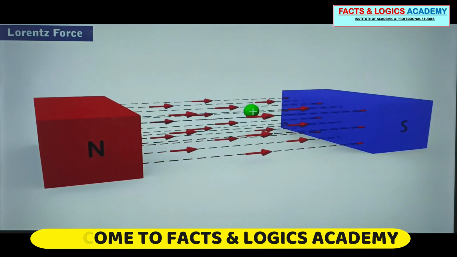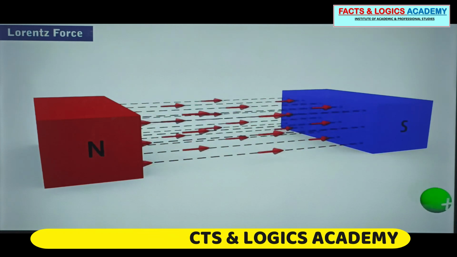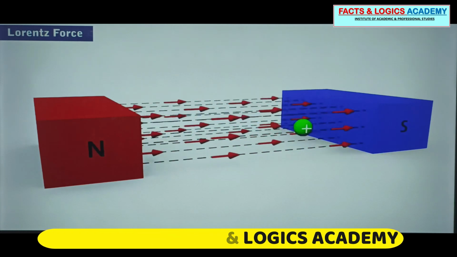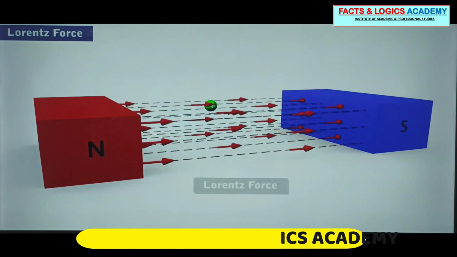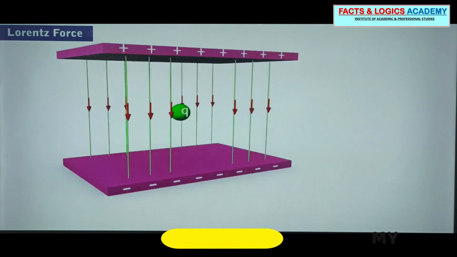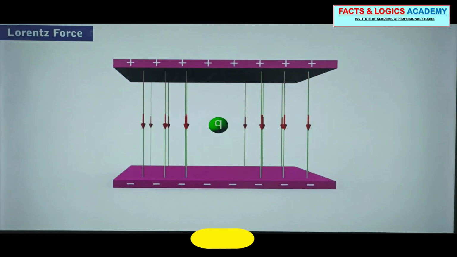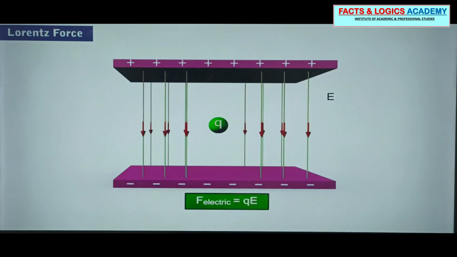Now, let us learn about the forces acting on a moving charge in the presence of both an electric field and a magnetic field, which is called Lorentz force. Consider a charge of Q coulomb placed in a uniform electric field of strength E. Here, the force acting on the charge due to the electric field is F electric is equal to QE.